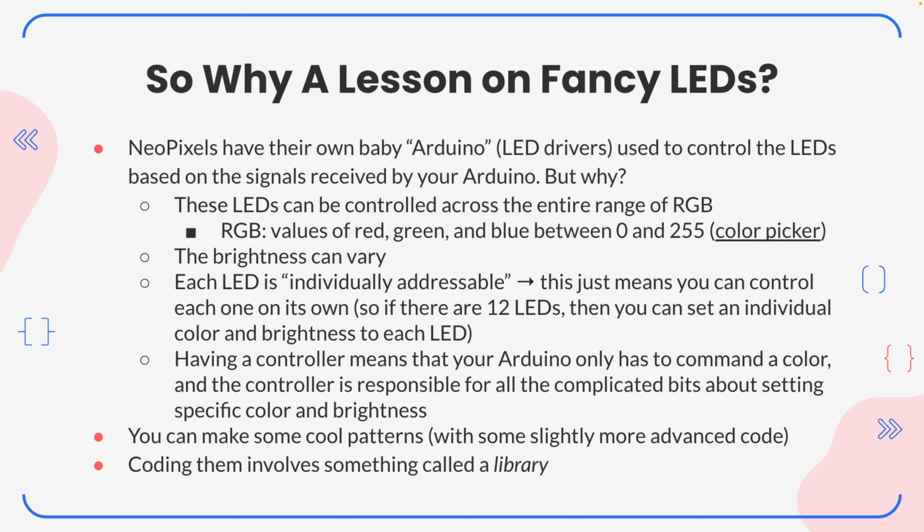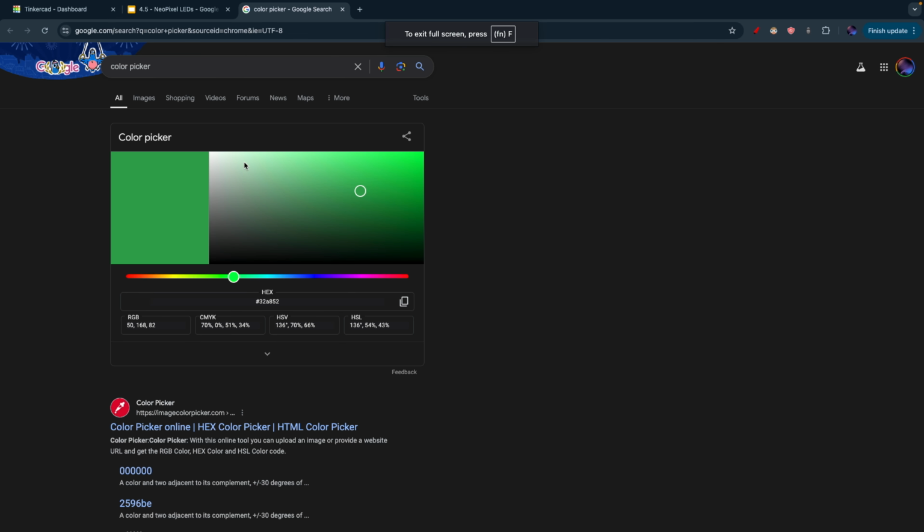Well, these LEDs can be controlled across the entire range of RGB. RGB are the values of red, green, and blue between 0 and 255. If you Google the word color picker, you'll end up with something like this. We're going to focus on this here. Basically, it's a value from 0 to 255 on the RGB scale for each of the colors, red, green, and blue. So for this color green, I have 50 counts of red, 168 counts of green, and 82 counts of blue. As I slide, you can see I can change that.